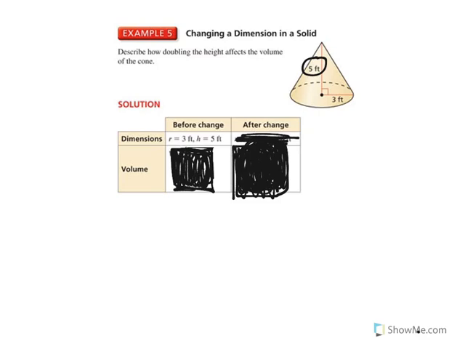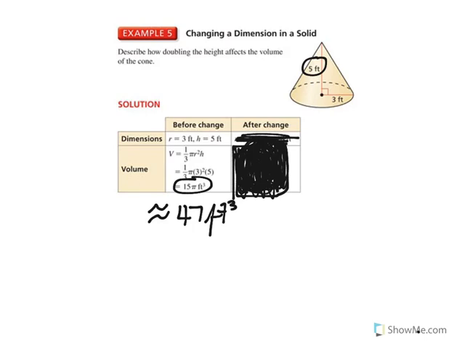Okay, so our old dimensions, our radius is 3 and our height is 5. So if you take the volume, which is going to be 1/3 pi r squared h, we know what our r is, which is 3. We know that our height is 5, so we're going to plug that into the formula for 1/3 pi 3 squared times 5, and when you plug that into your calculator, you end up getting 15 pi feet cubed, which is approximately 47 feet cubed. But we're going to leave it in terms of pi, and I'll show you why in just a second.